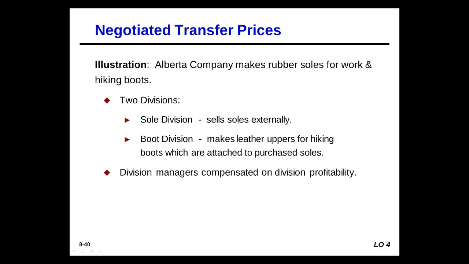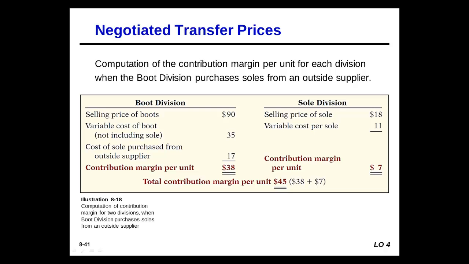The boot division has been purchasing its rubber soles from an outside supplier. However, management now wants the sole division to provide at least some of the soles used by the boot division. Illustration 8-18 shows the computation of the contribution margin per unit for each division when the boot division purchases soles from an outside supplier. This information indicates that the contribution margin per unit for the boot division is $38 and for the sole division is $7. The total contribution margin per unit is $45.